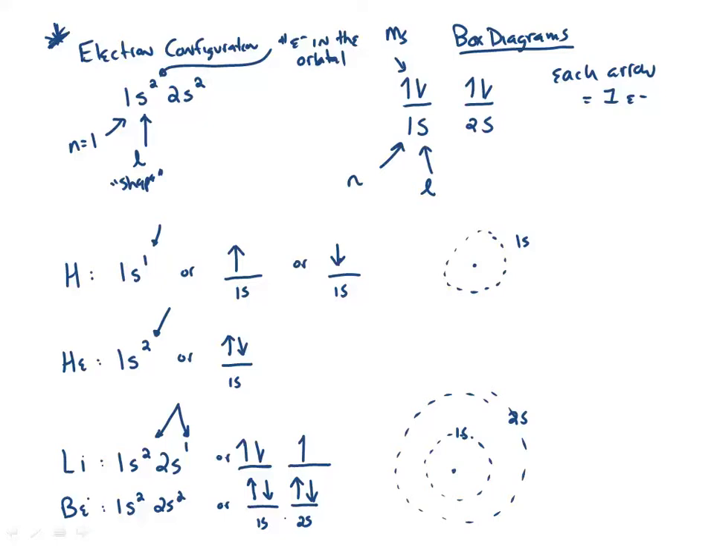So, what's after beryllium? Boron. So I've got 1s2, 2s2, and now I can start using 2p orbitals, so I've got 2p1. So if I'm drawing my orbital diagrams, I've got 1s, 2s, those are all my 2p orbitals. I've filled up all these inner ones, and I've only got one electron in that 2p orbital.